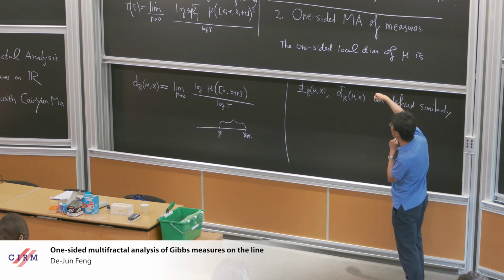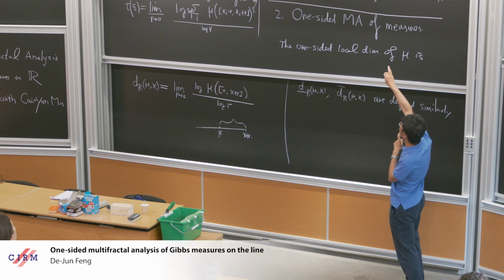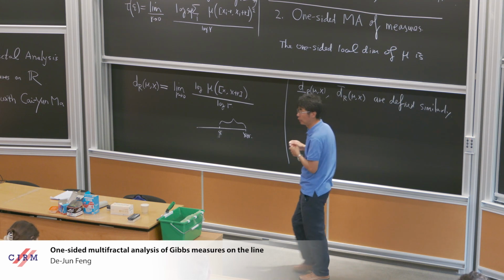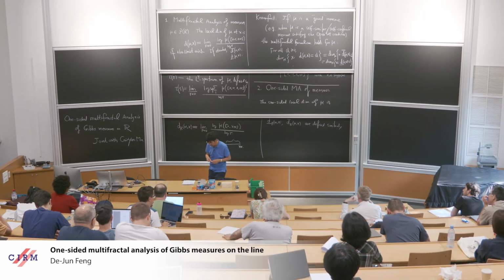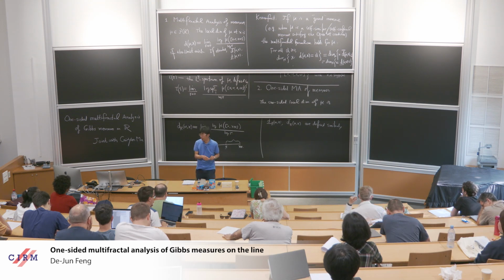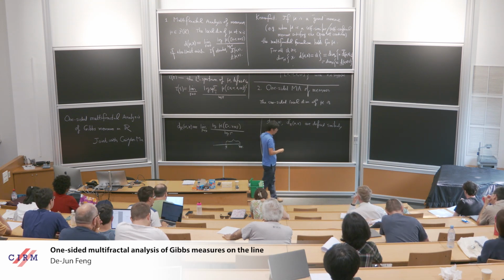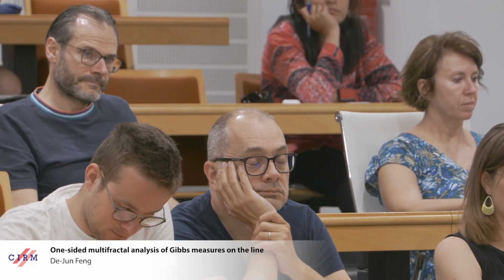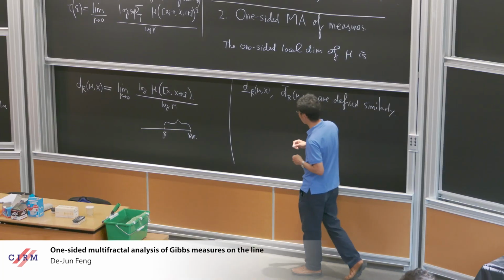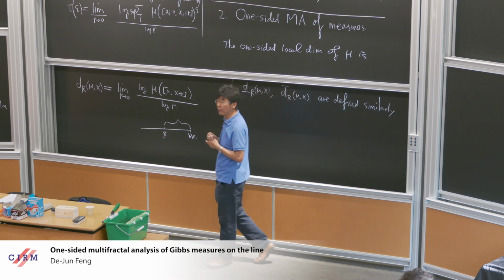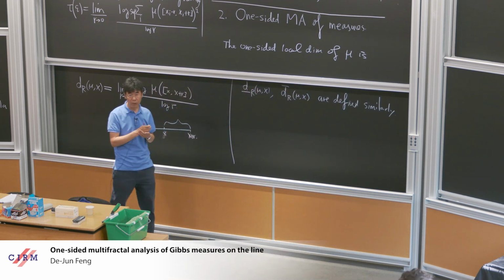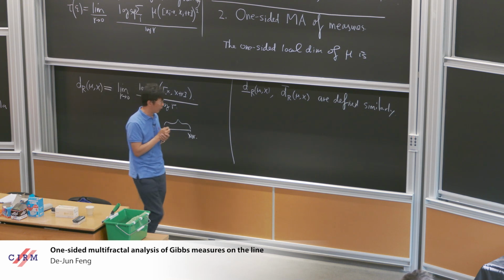But whether or not they're equal in the sense of the dimension of level sets, the result says no. In general, the one-sided multifractal analysis may be different from the two-sided one. Actually, it's Kenneth Falconer who initiated the study of a one-sided multifractal analysis.